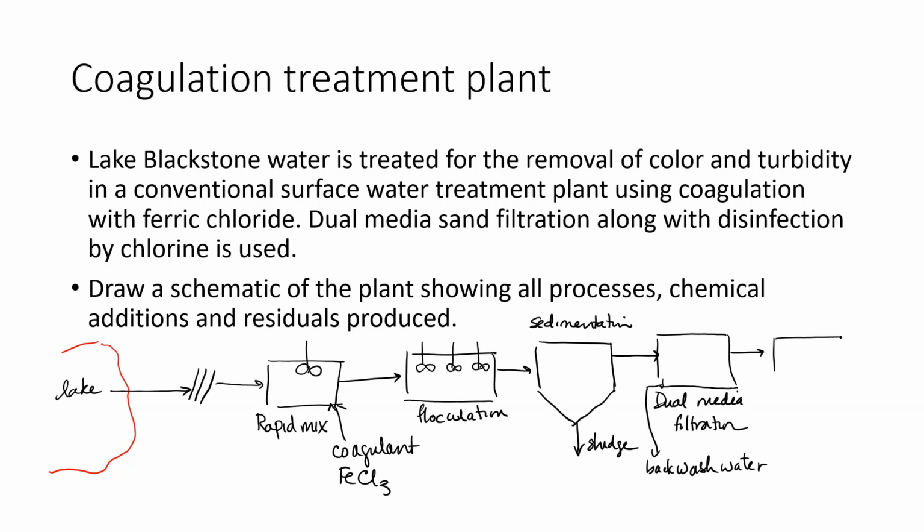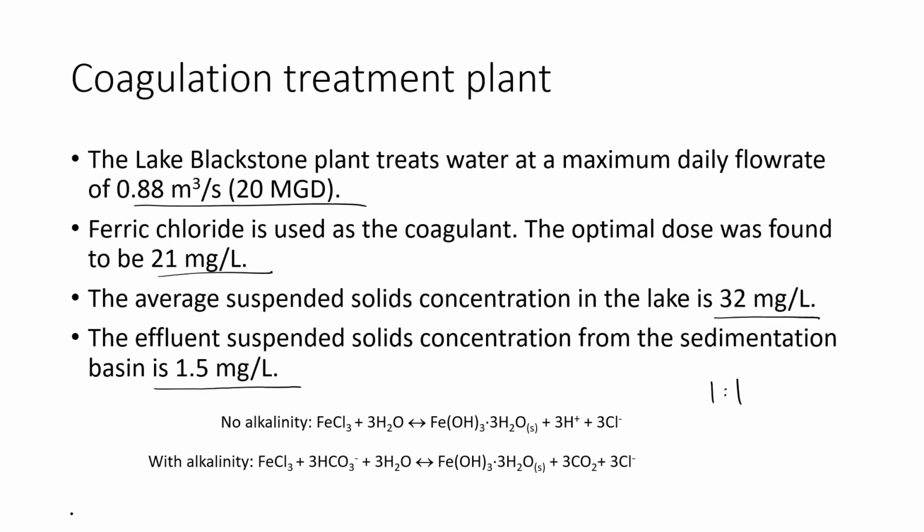And then the water flows into typically a disinfection chamber, and then would flow into a storage basin and be distributed. So we have a plant that's treating water. We have a maximum daily flow rate of 0.88 cubic meters per second, or 20 million gallons per day. The optimal ferric chloride dose was found to be 21 milligrams per liter, and the average suspended solids concentration in the lake is 32 milligrams per liter. The effluent suspended solids concentration from the sedimentation basin is 1.5 milligrams per liter.